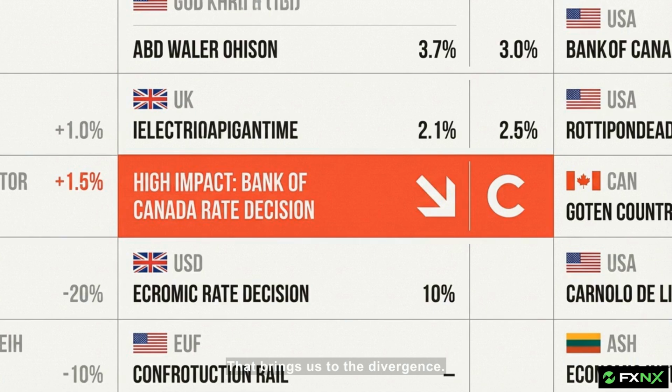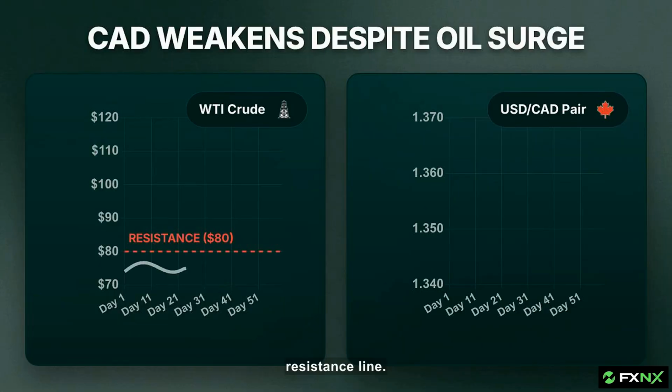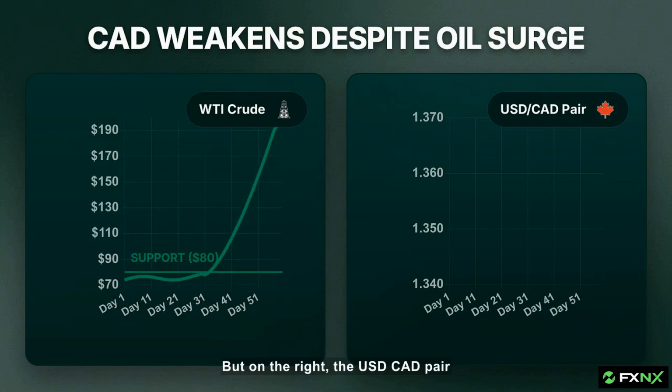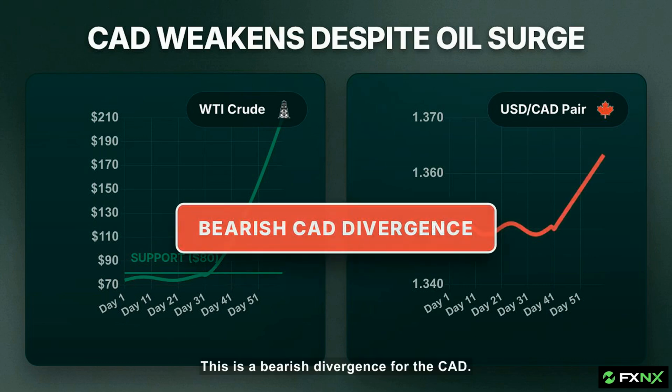That brings us to the divergence. A divergence happens when an external macroeconomic force temporarily overpowers crude oil's influence on the currency. Check the action on these charts. On the left, WTI crude surges and breaks a major resistance line. But on the right, the USD-CAD pair refuses to drop. It flatlines and drifts higher. This is a bearish divergence for the CAD.